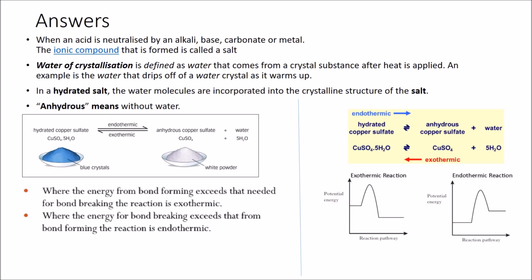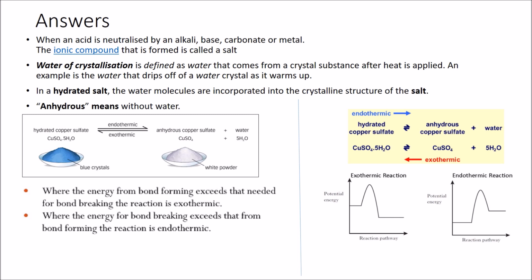So, when an acid is neutralized by an alkali, base, carbonate or metal, the ionic compound that is formed is called a salt. So that's what a salt is. Water of crystallization is defined as water that comes from a crystal substance after heat is applied. An example is the water that drips off a crystal as it warms up.